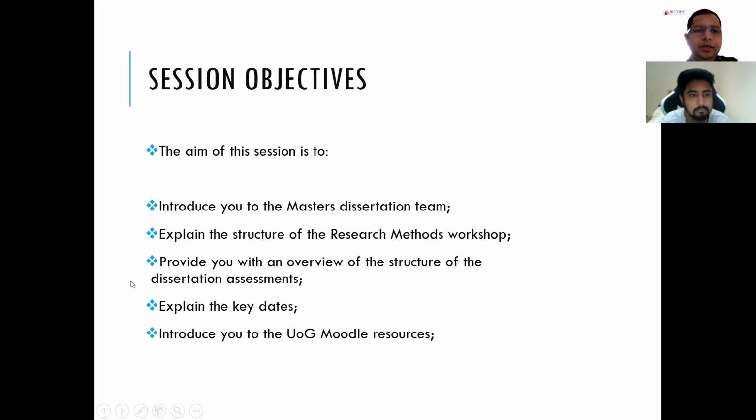The aim of this session is to introduce the Masters Dissertation team. Basically, myself, I'm one of the facilitators for research methodology. There is another facilitator, Mr. Rao, and the person mainly coordinating is Dr. Mary, right? Then I'll be discussing the research method workshops, providing an overview of the structure of dissertation assessment, and the important dates.